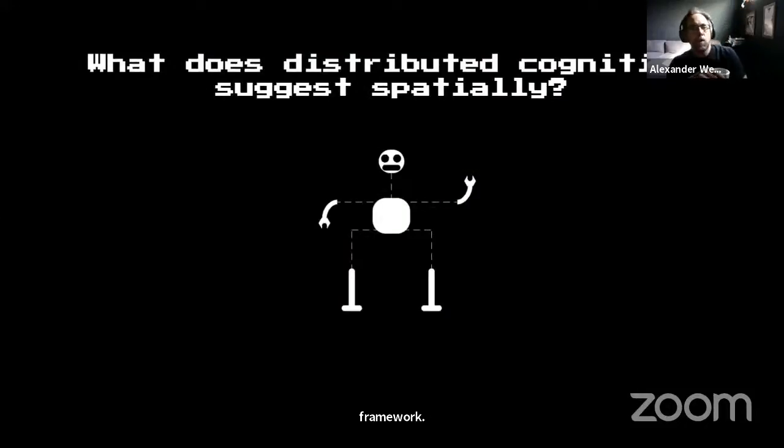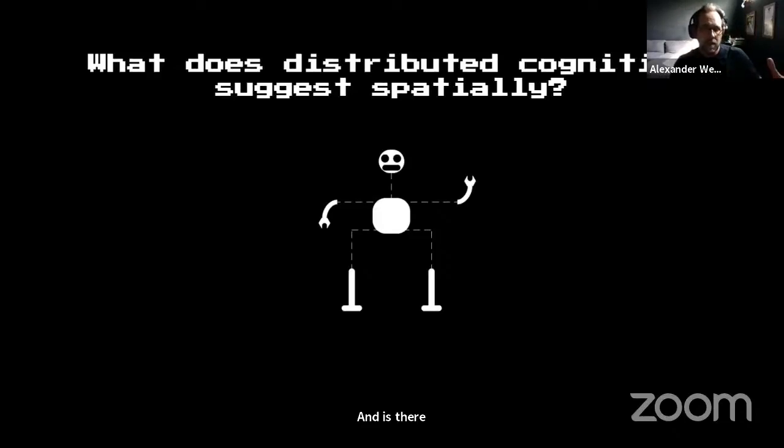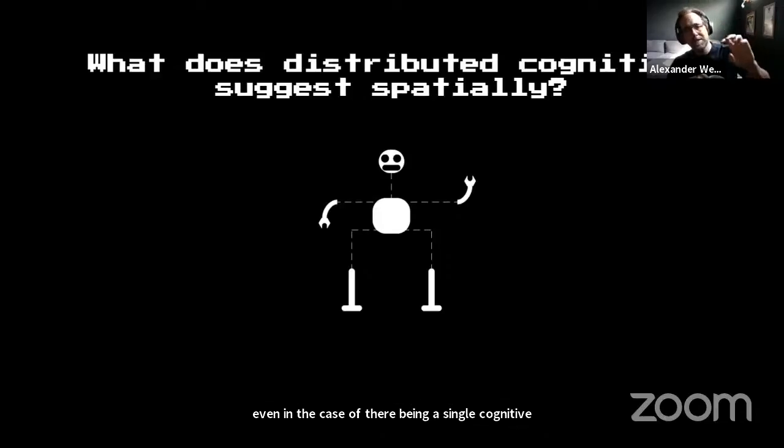Here the question became, okay, well what does that look like? If there are different neurons spread over the scale of the city, how does that actually manifest spatially? How does that manifest aesthetically? And even in the case of there being a single cognitive system, one that doesn't necessarily have to inhabit a singular space, when it can inhabit multiple spaces simultaneously, what does that mean spatially?